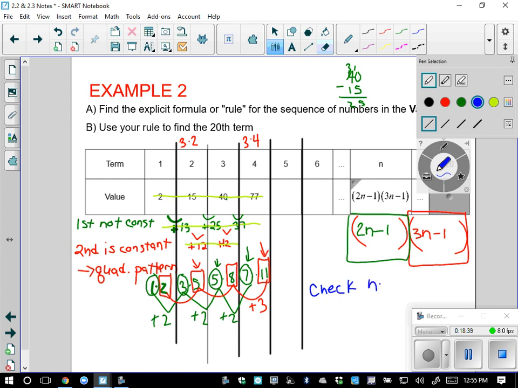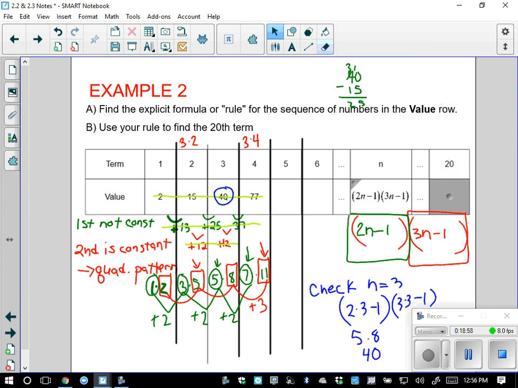I can do a check. If n is 3, it'd be 2 times 3 minus 1 times 3 times 3 minus 1, which is 5 times 8, which is 40. And that's correct. All right. That's a little longer than I thought, but I think enough for you guys to come back and practice. So that's where we'll stop.